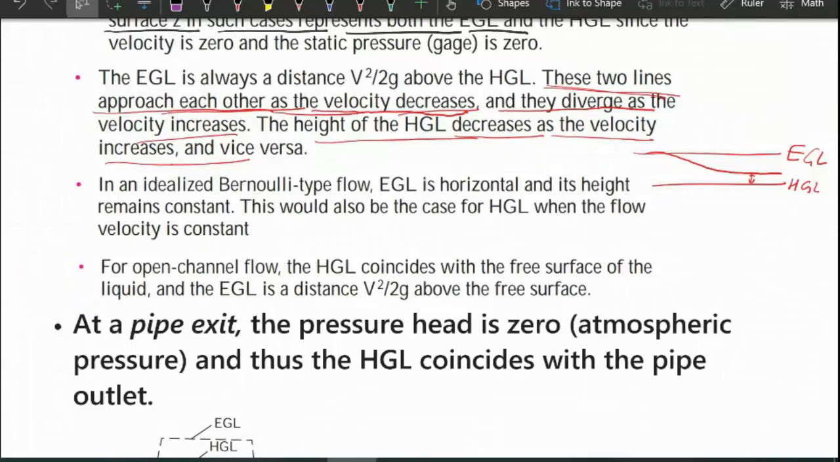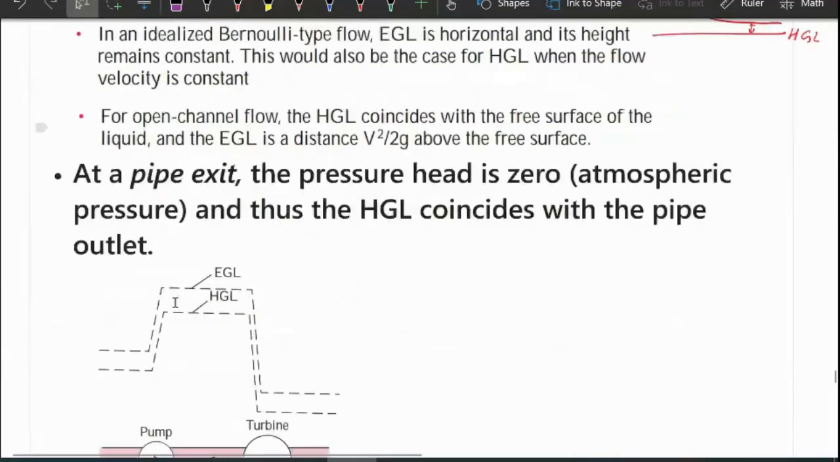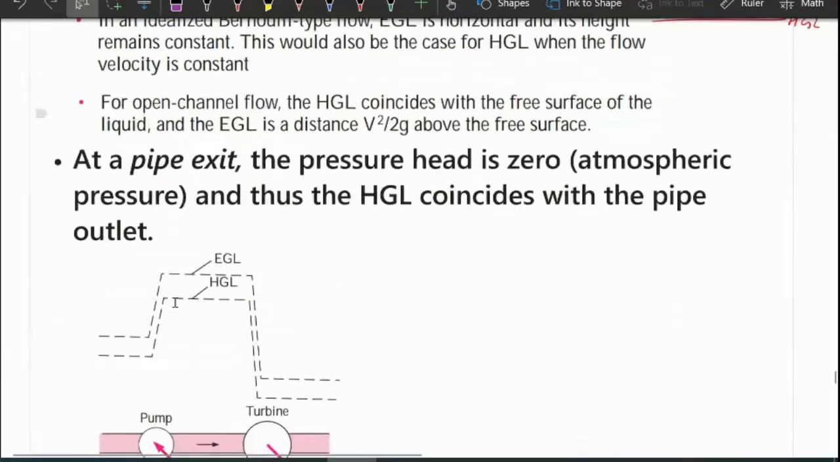So if flow velocity is constant, then HGL is constant, and EGL will be constant in case of horizontal Bernoulli type of flow. So whatever the assumptions you have in the Bernoulli theorem, if you assume all these assumptions, then EGL will be constant. If you consider friction or viscosity and other terms, non-steady flow, in that case EGL will not be constant.